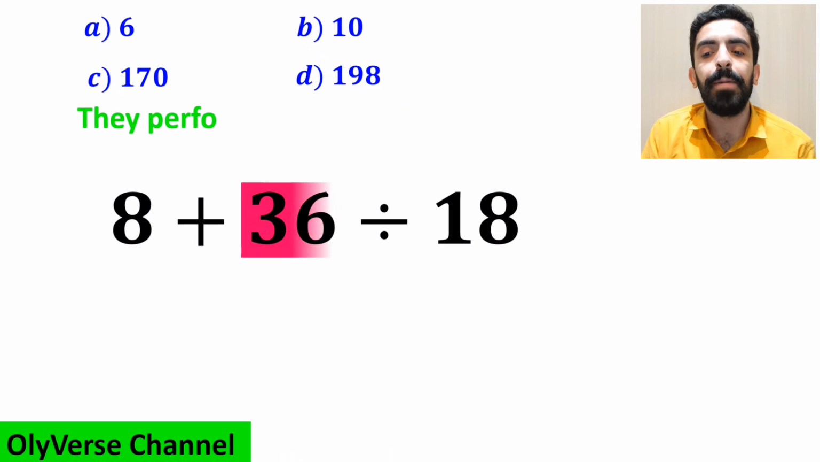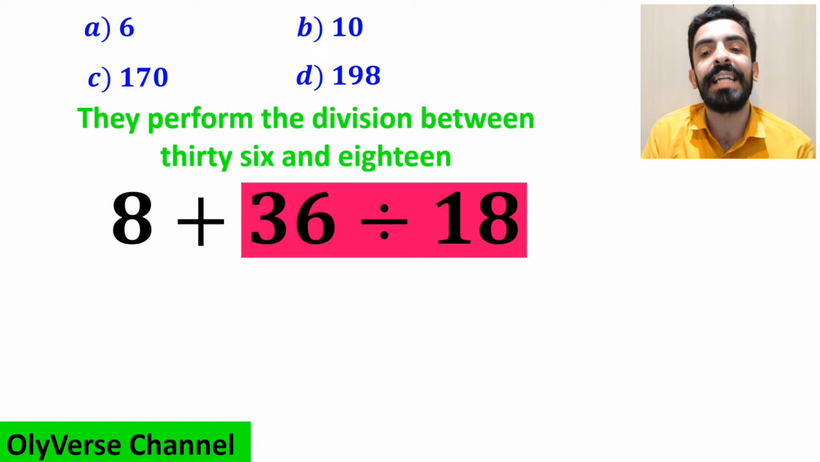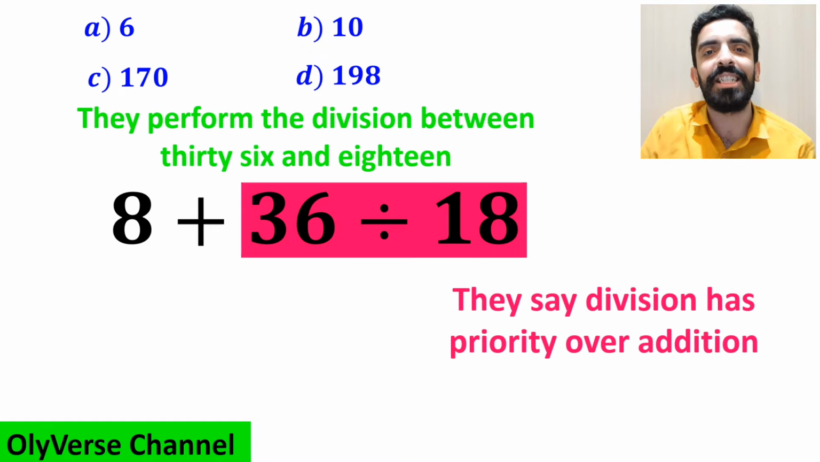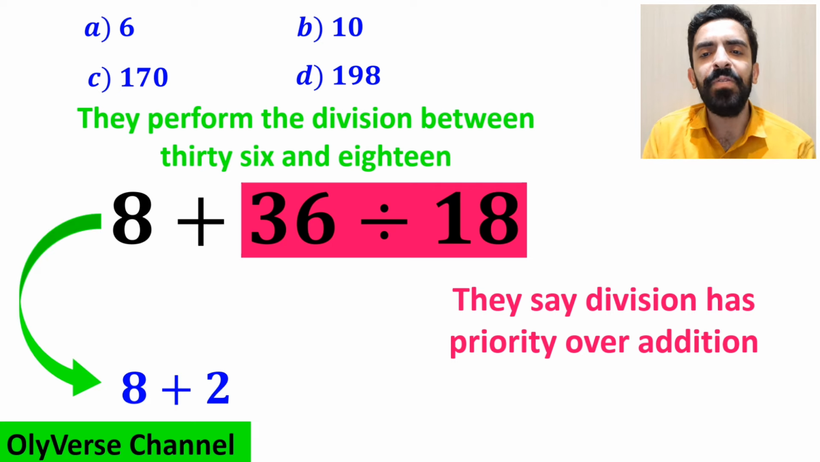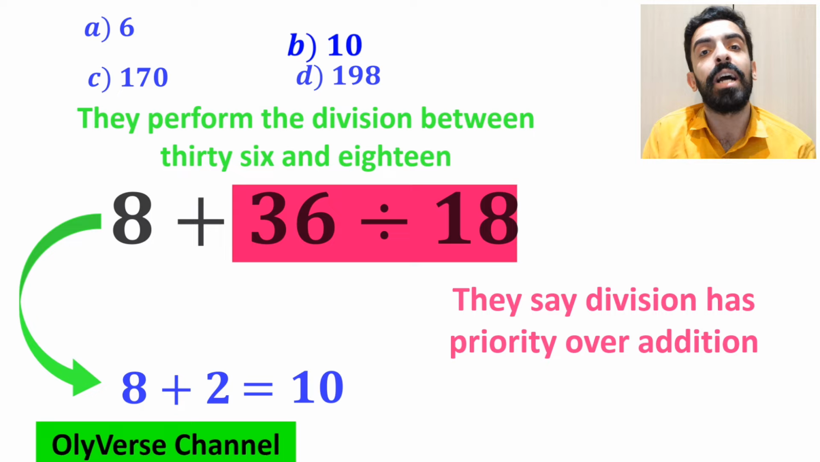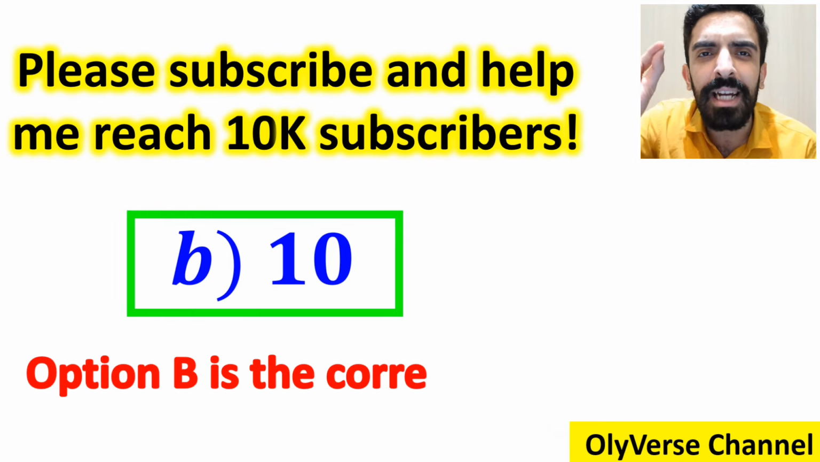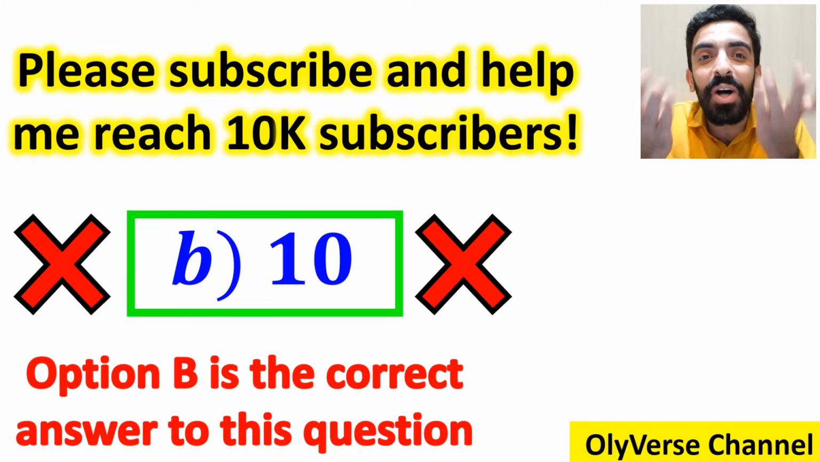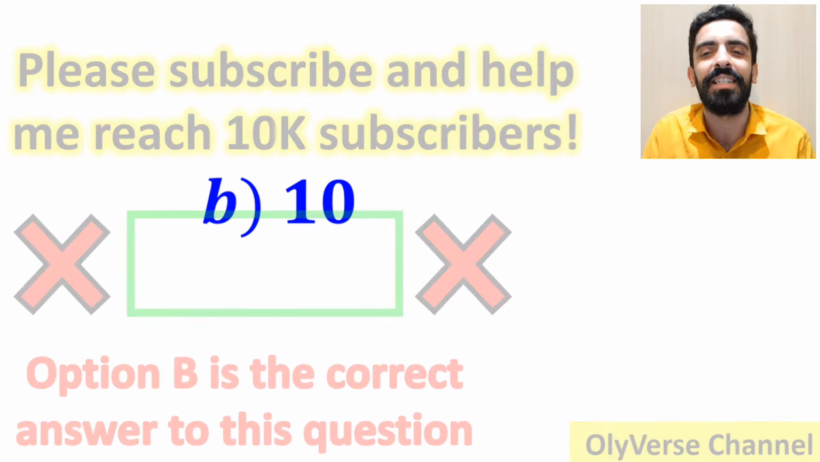The next step, they perform the division between 36 and 18 because they say division has priority over addition. So, they simplify this expression to 8 plus 2, which ultimately gives them the answer 10. And immediately, they conclude that option B is the correct answer to this question. But I have to say, we were tricked and it's not the correct answer to this question.